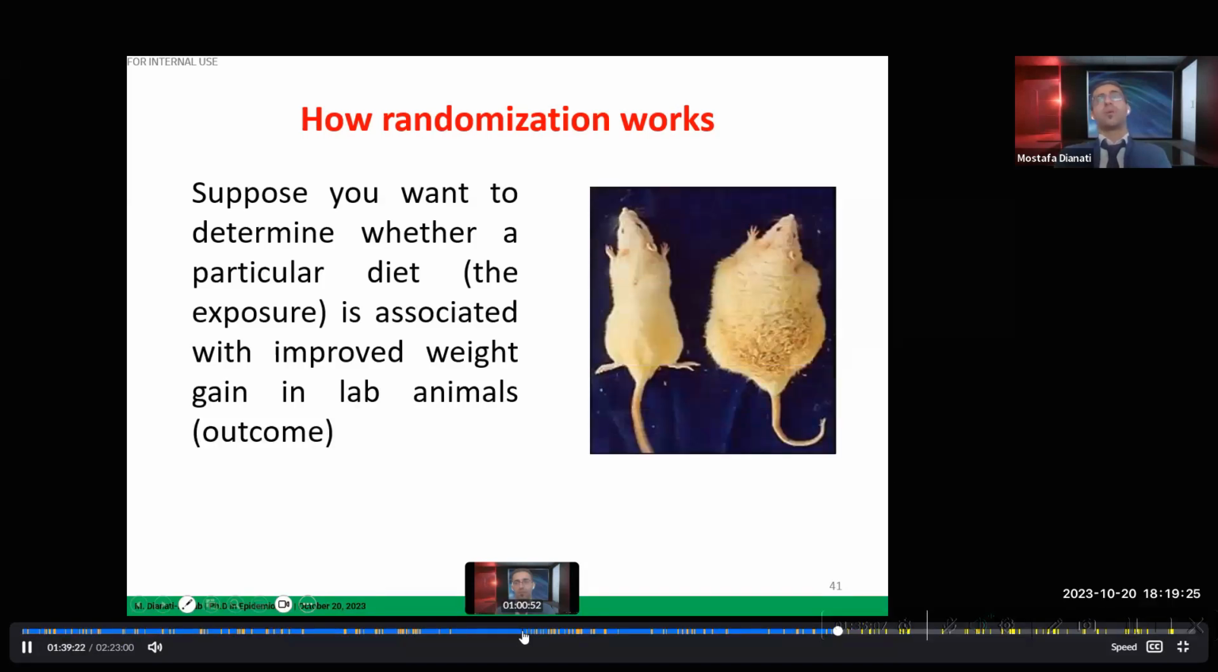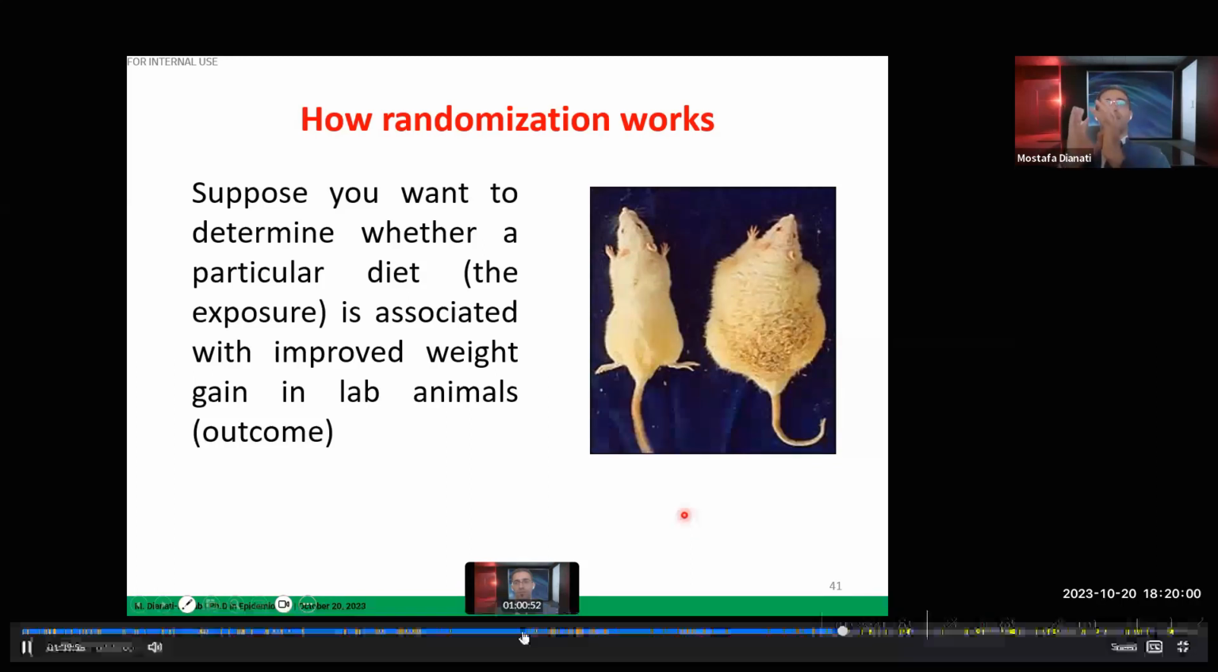So I would like to say how randomization works. Suppose you want to determine whether a particular diet, for example, a high fiber diet, is associated with improved weight gain in lab animals or not. If you have, for example, 10 animals that are not high weight, or maybe 10 with high weight, you cannot just simply align them or make them specified.